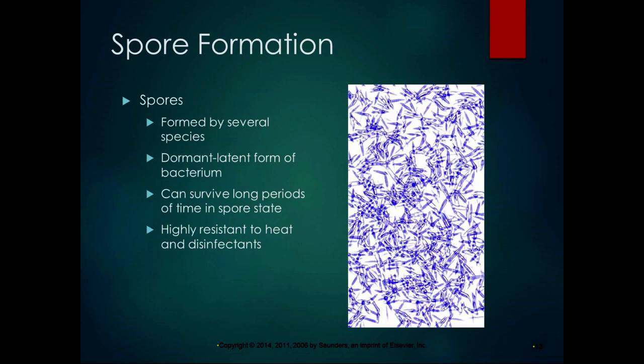Some bacteria can form spores, and it's species specific. The spore is basically a dormant or latent form of the bacterium, and they can survive long periods in a spore state without needing as many nutrients. They're highly resistant to heat and to disinfectants. So you can have this sort of latent bacterium lurking, resistant to heat and disinfectant, and then later on it comes out to get you.